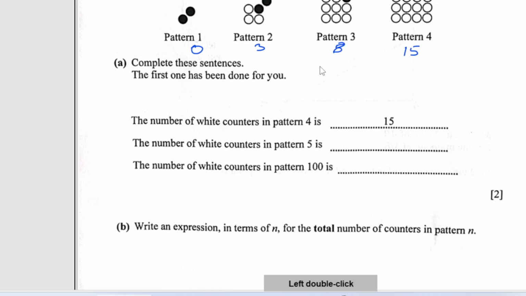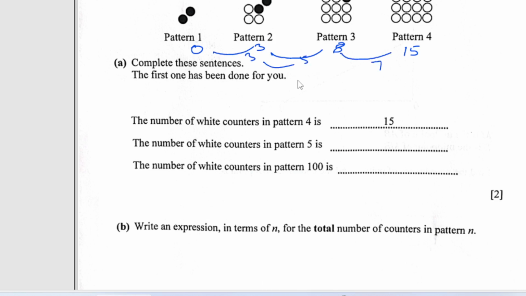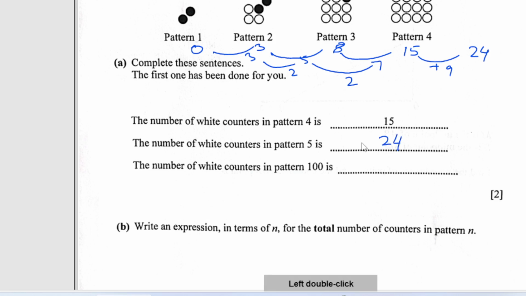If you see the pattern here, we are adding: this is 3, 5, and then it is added by 7. If you take the difference again, it is 2. So that means we have here 7 plus, then the next one is going to be 9. So that will be 24. So pattern number 5 is going to have 24 white counters.